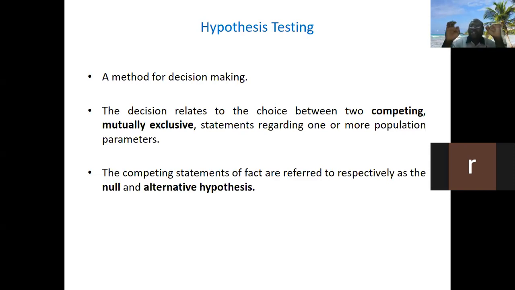So if you look at the two mutually exclusive statements we are talking about: there is an association between teenage pregnancy and socioeconomic status. There is no association between teenage pregnancy and socioeconomic status. Those two statements are mutually exclusive, but I will use the word association. But you can as well say there's a difference.